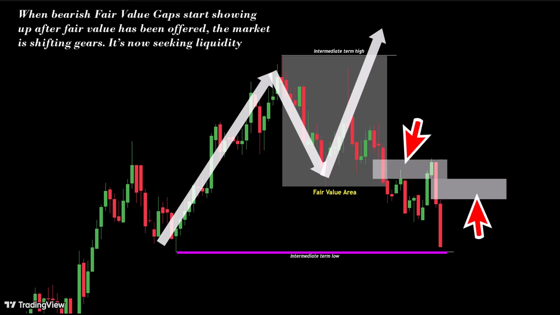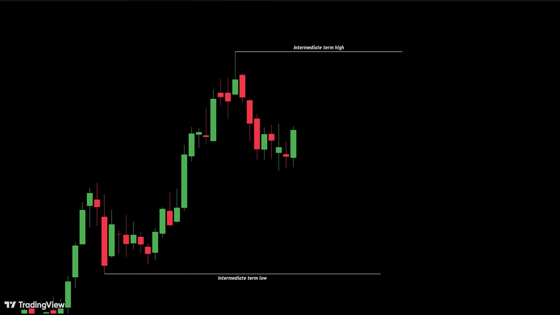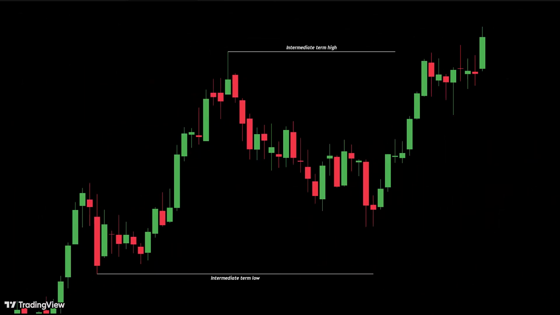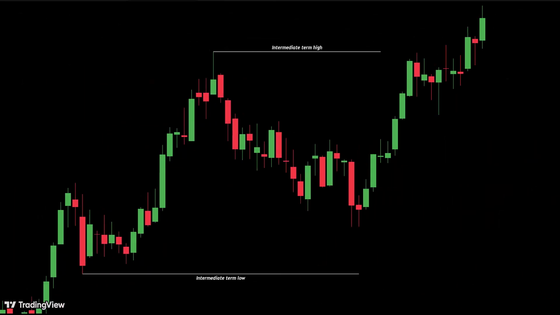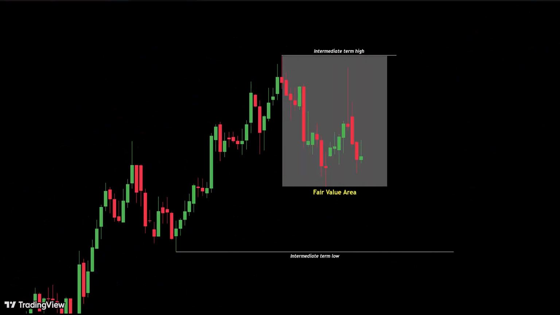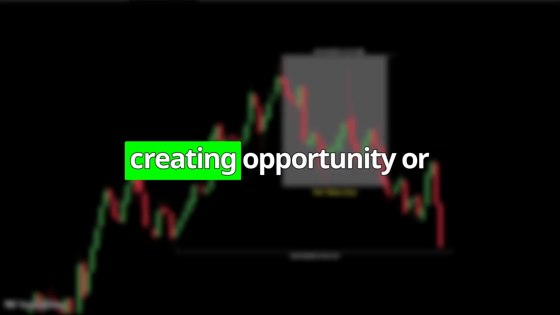So, how do we read the market's intention? If price respects the fair value zone and continues in trend, the market is offering fair value. And if price breaks down after fair value has been offered, it's seeking liquidity. So, by following this logic, you no longer have to guess. You can align yourself with the market's true intention, whether it's creating opportunity or running stops. And this is how you can start trading with confidence and with clarity.